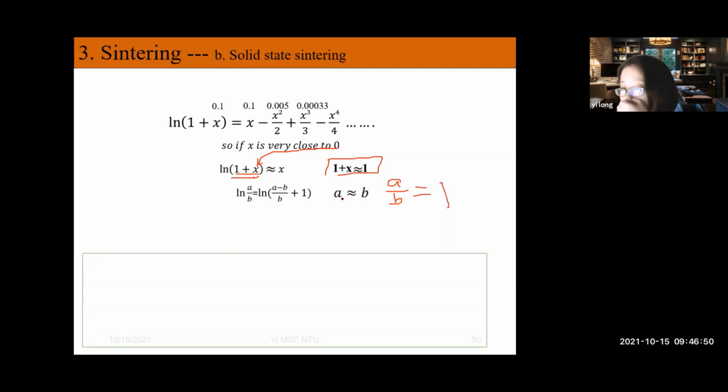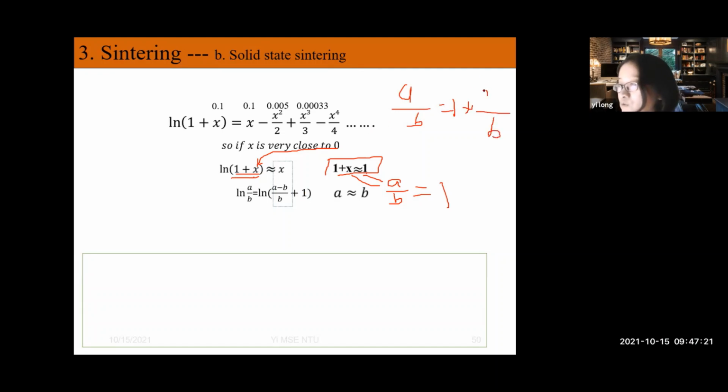So which means you can try to make a over b equal to something like 1 plus x, correct? So that's what we put here. This x we can change to 1 plus x. So a over b is equal to a plus something, a plus what? Which is b, right? You can put a b here.